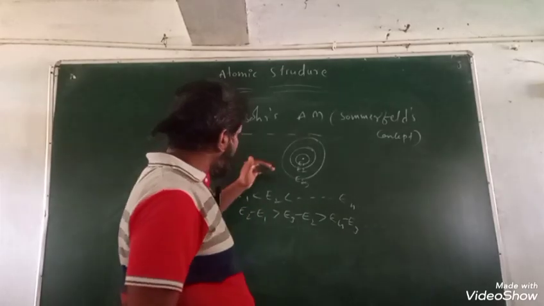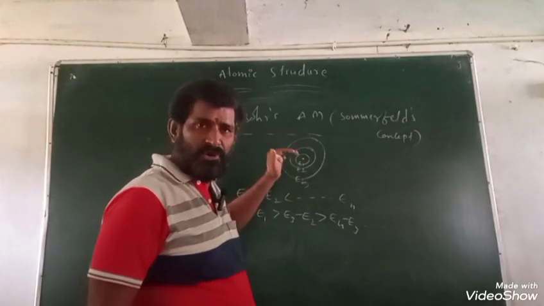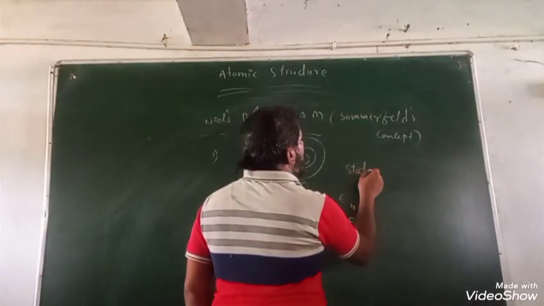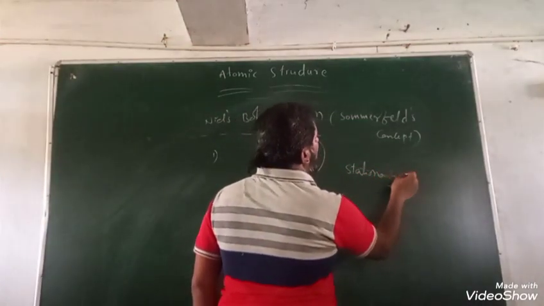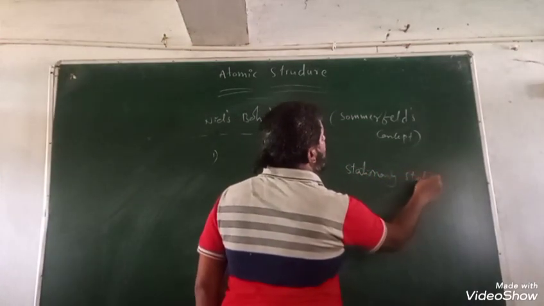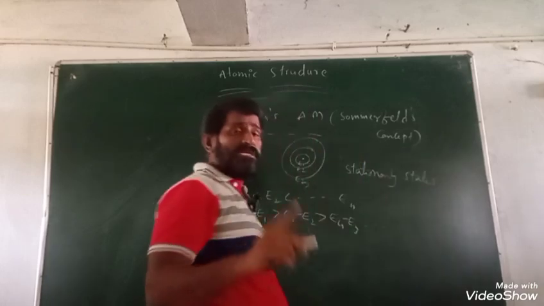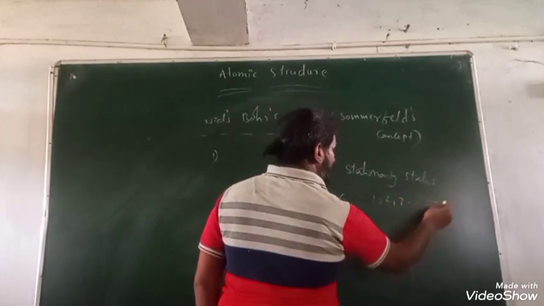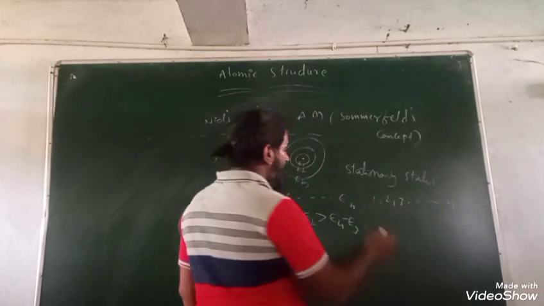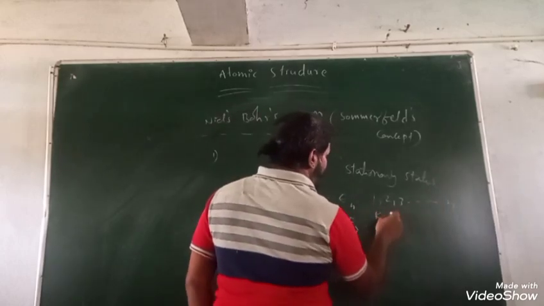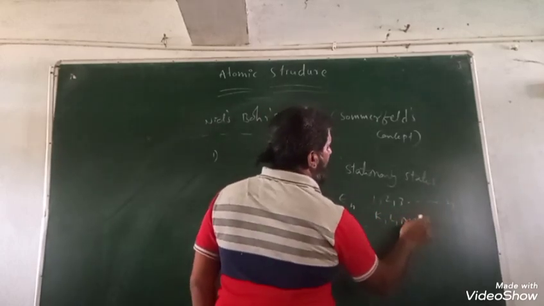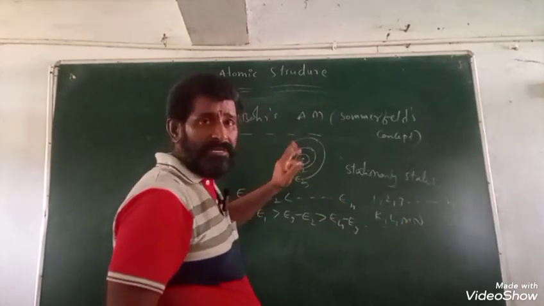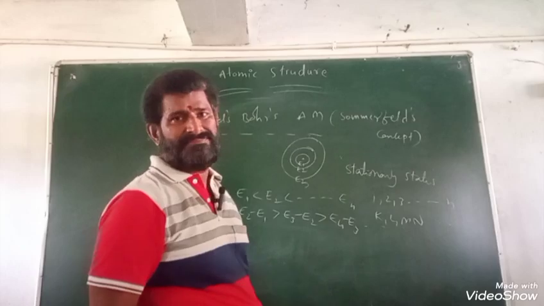So, as the energy is constant in the orbit, he called them stationary orbits or stationary states. He termed the stationary states 1, 2, 3, 4 and so on, integers. Also K, L, M, N and so on: capital letters he used for the same. K orbit means first orbit, L orbit means second orbit, like that.